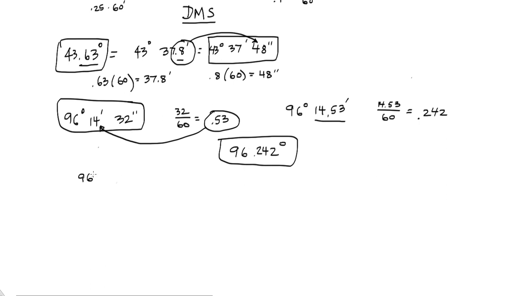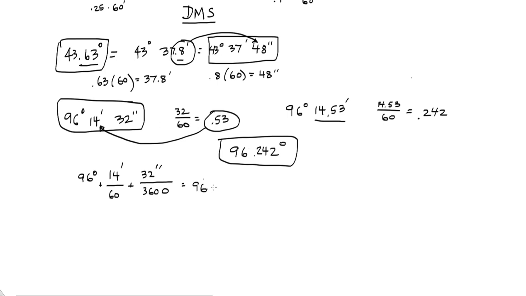And here's how you do it. If you have degrees, minutes, and seconds, what you can do is divide your minutes by 60. That will give us the fraction of degrees. And divide your seconds by 3,600, which will also give you fractions of degrees. And then just add them together.